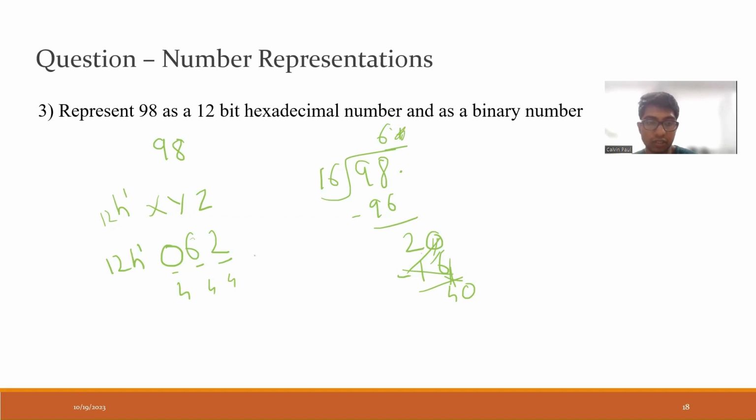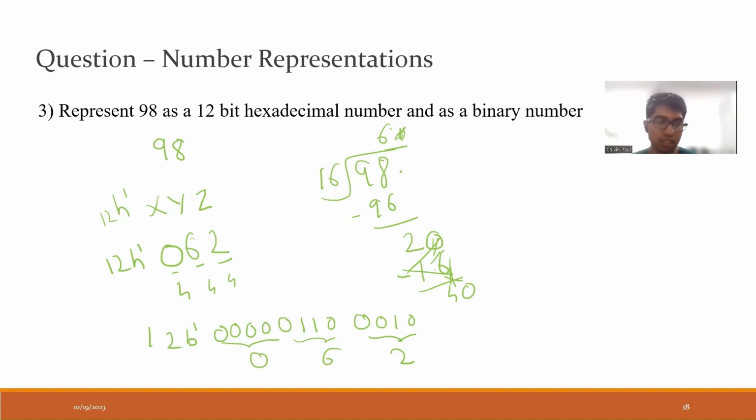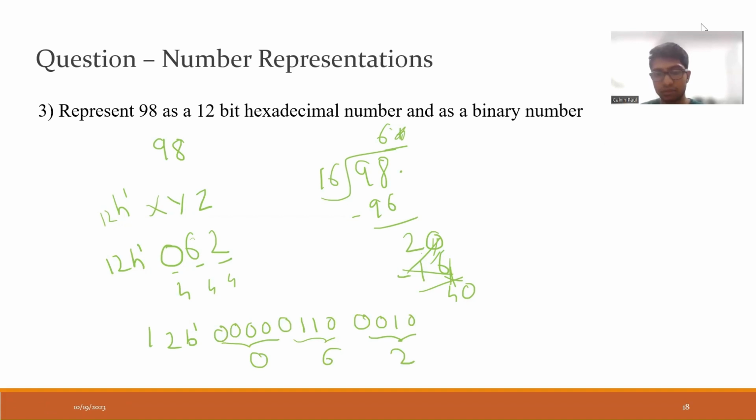Now we have to represent it in binary. It will be 12 bits. This is 0, so 0000. 6 in binary is 0110, and 2 is 0010. So this corresponds to 0, this corresponds to 6, this corresponds to 2. This is how you represent 98 in hexadecimal format as well as in binary format. Right? So I'll proceed.